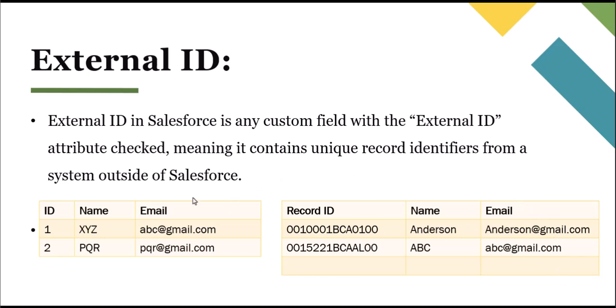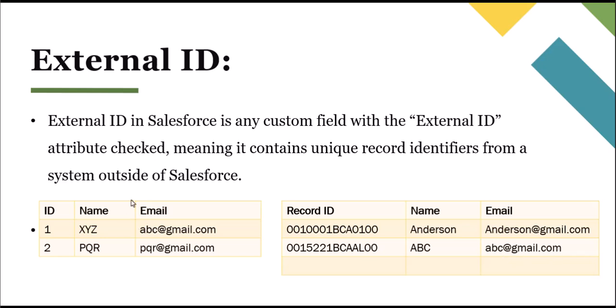For example, you can see in the first table, we have ID as 1, then name as XYZ, and then email as abc@gmail.com. Now while performing the update or upsert operation, what will happen? Here we make the email field the external field. That means this external file's email field will match inside the Salesforce org email field, and you can see here we have abc@gmail.com, and in the Salesforce org also we have abc@gmail.com.